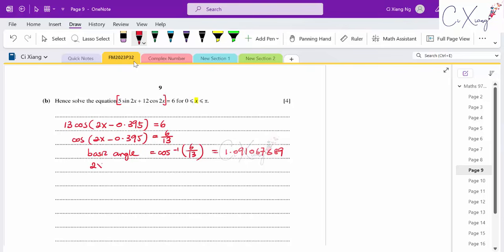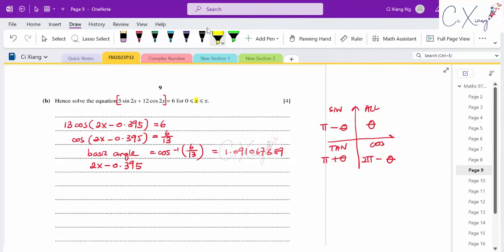Then now I want to go through the quadrants so that I can find the answer for 2x minus 0.395. To go through the quadrants, these are the general formulas we should have for the angles we can find in different quadrants. I have all positive in the first quadrant, sine positive in the second quadrant, tangent positive in the third quadrant, and cos positive in the fourth quadrant.